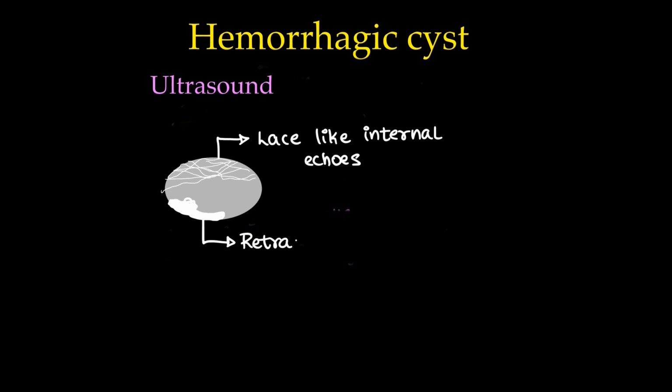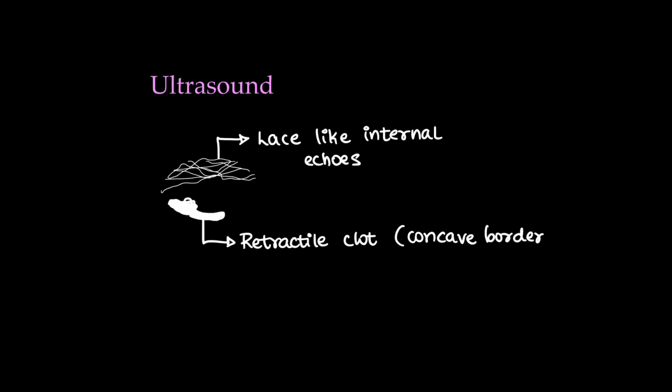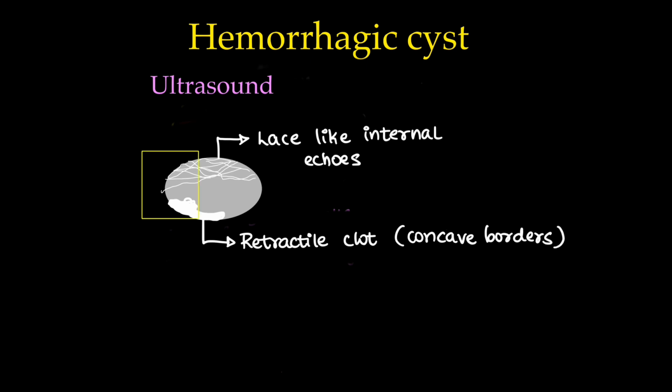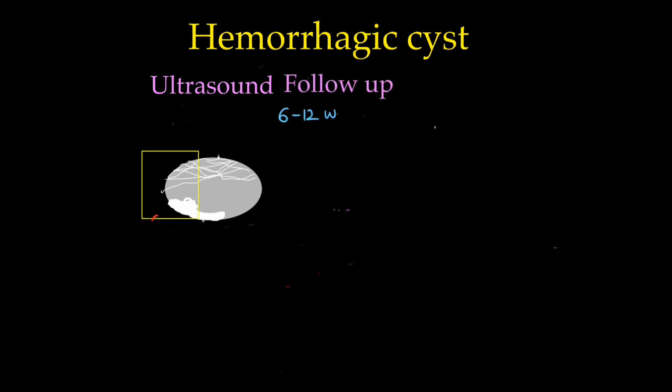On ultrasound, we can see that hemorrhagic cyst will show lace-like internal echoes. Sometimes we can see dependent or non-dependent solid component which is echogenic, that is nothing but clot, or whenever it has concave borders it is called retractile clot. This is classic for hemorrhagic cyst. Also there will be no internal blood flow.